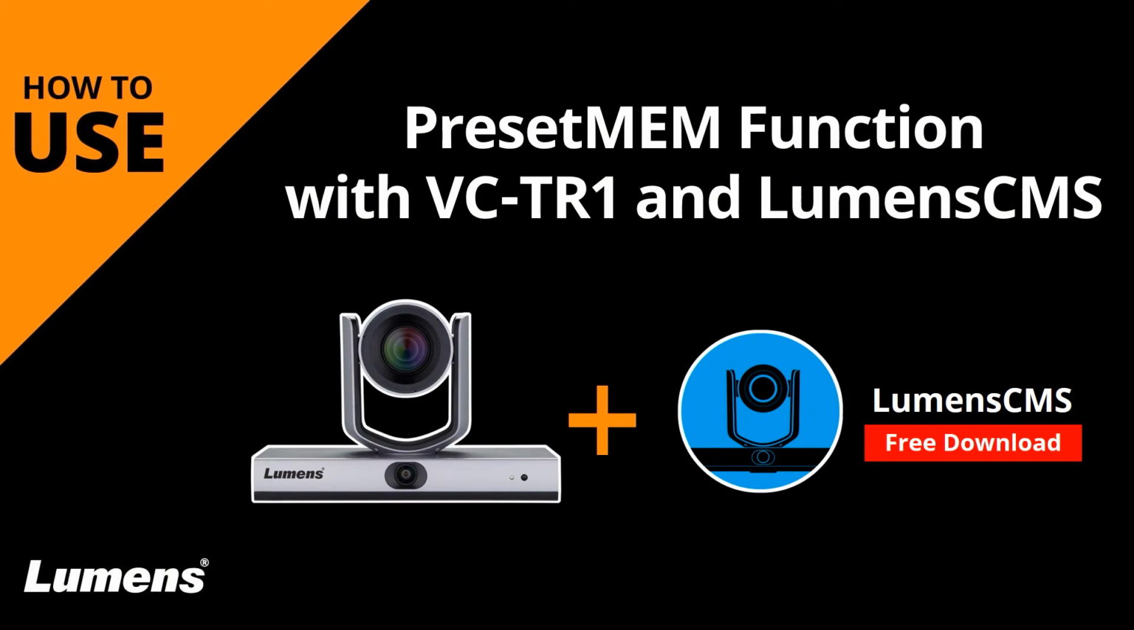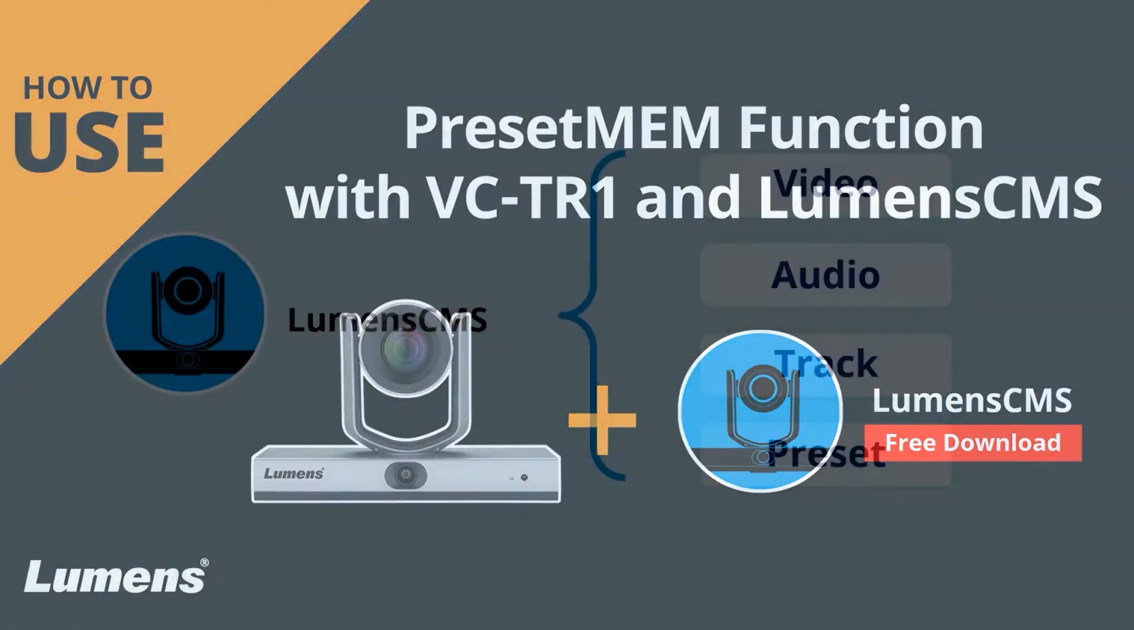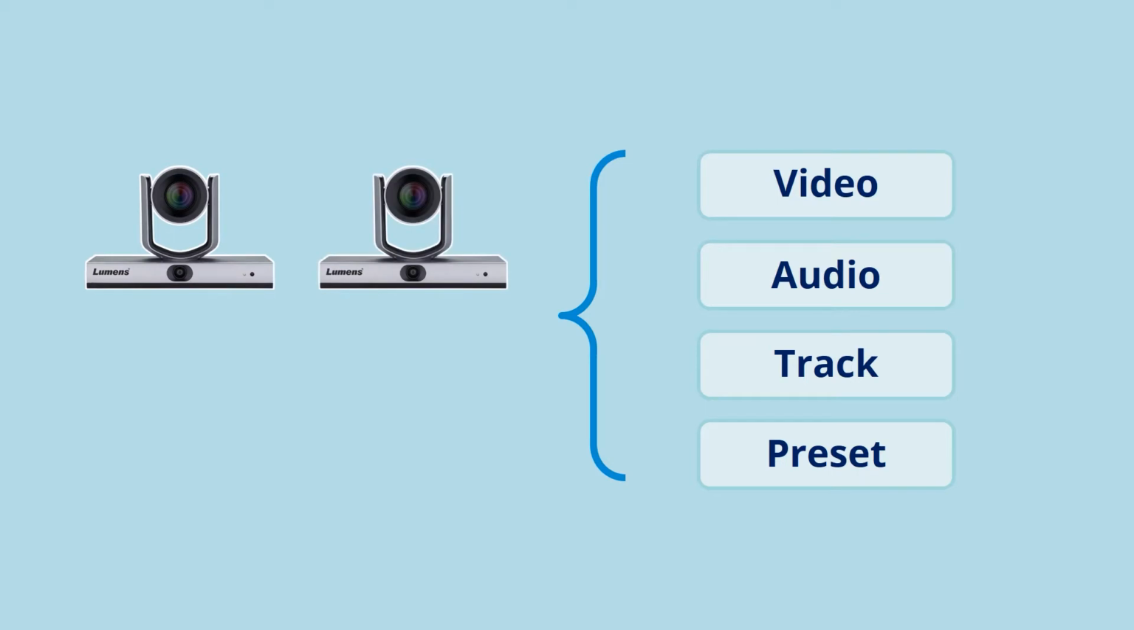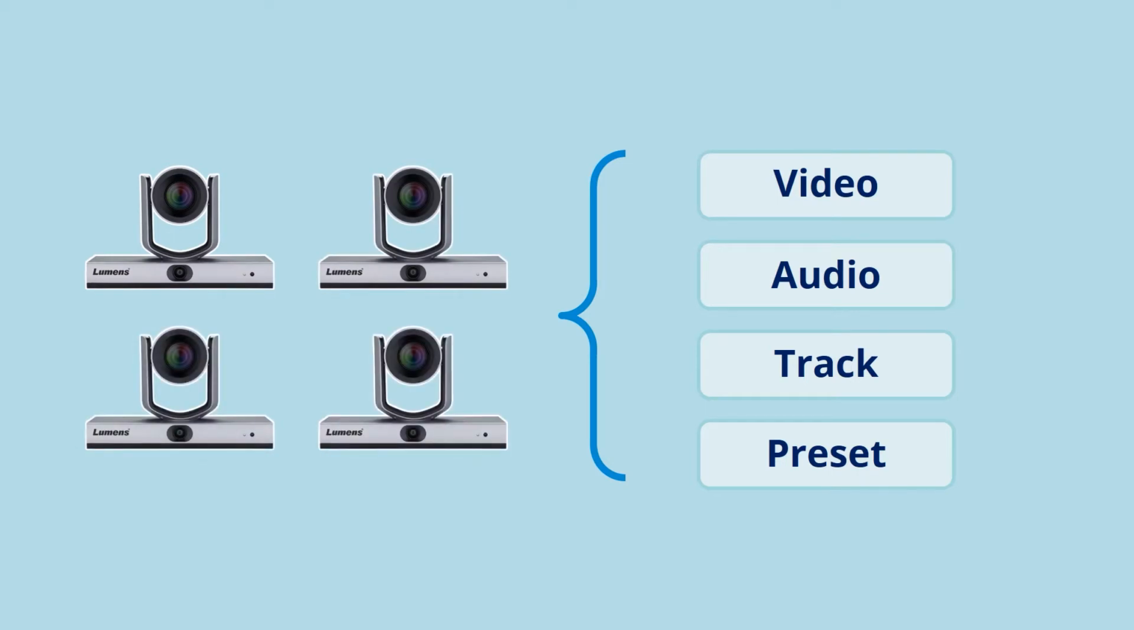Presets can be configured using the handheld remote control or a dedicated hardware controller. They can also be set using Lumens CMS software. Using Lumens CMS software makes it easy to synchronize the presets of one VC-TR1 with a second unit. This is useful when setting up multiple VC-TR1 cameras for use in classrooms or training rooms.